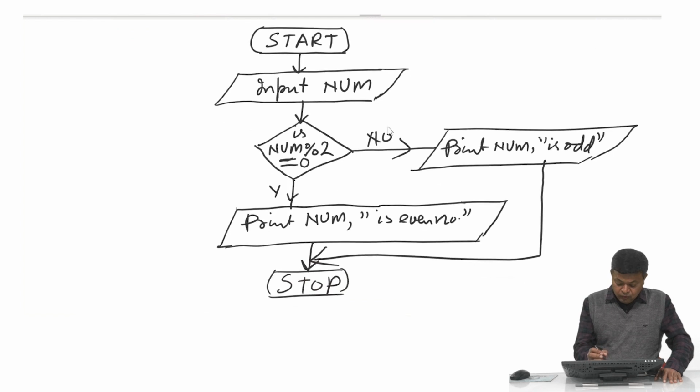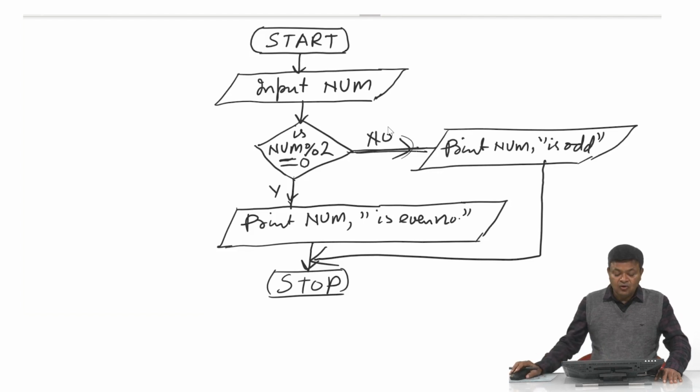So, what are we doing? We are inputting a number, suppose the number is 10. 10 divided by 2 gives me the remainder. It gets divided, so the remainder will be 0. So I will come down and print 10 is even number. Now suppose my number is 9. 9 divided by 2 will give me remainder 1, so it is not 0. So I am not going down, I am coming here, and I will print 9 is odd.